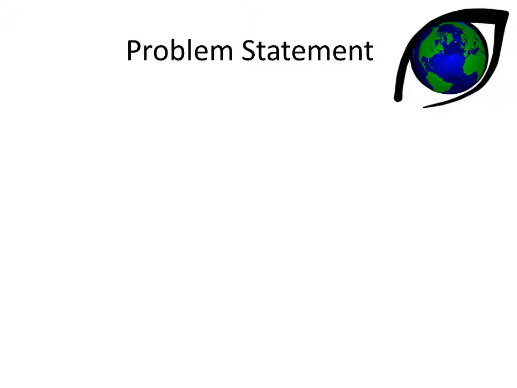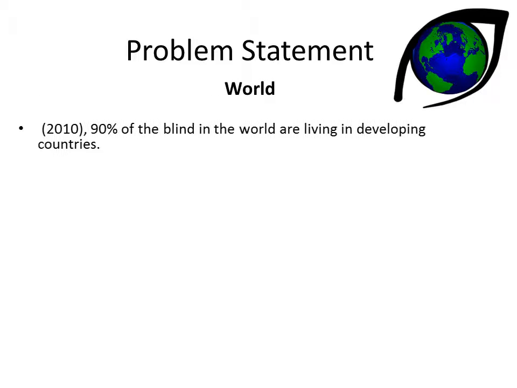Problem statement, the world status. According to 2010 data, 90% of the world's blind are living in developing countries. And 80% of this blindness is avoidable, that is either treatable or preventable. We will talk about avoidable blindness a little later.